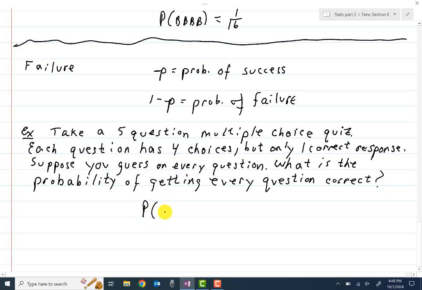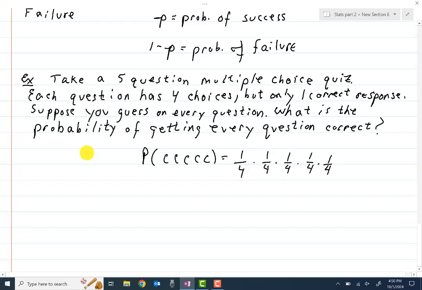You want to know the probability of getting the first one correct, the second one correct, third, fourth, and fifth. And just as before, we can break that up because since you're guessing, there is no relationship between the questions. They're all independent of each other. So what we have then is the probability of any one success is going to be 1 out of 4, since there's 4 choices but only 1 correct response. And you need this to occur for question 1, question 2, question 3, question 4, and question 5.